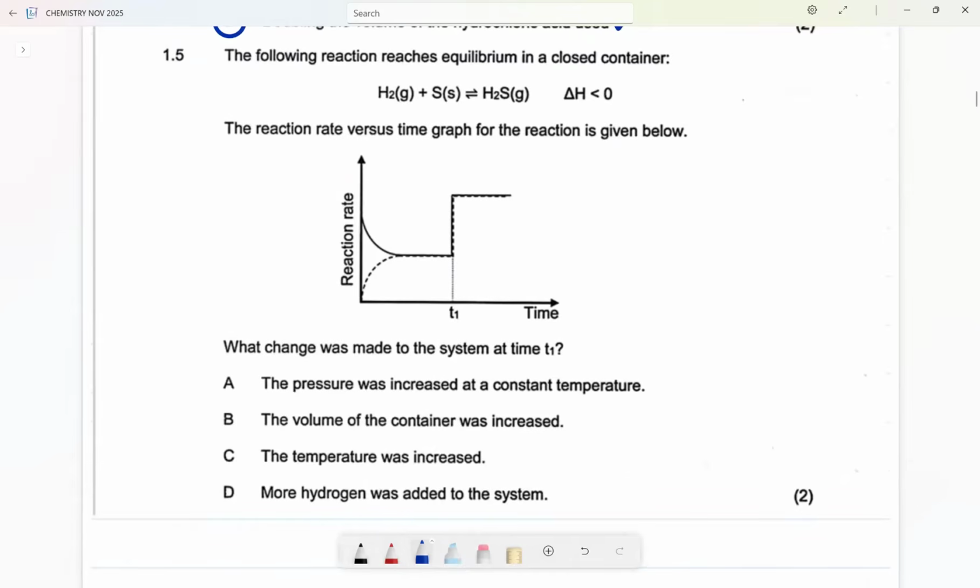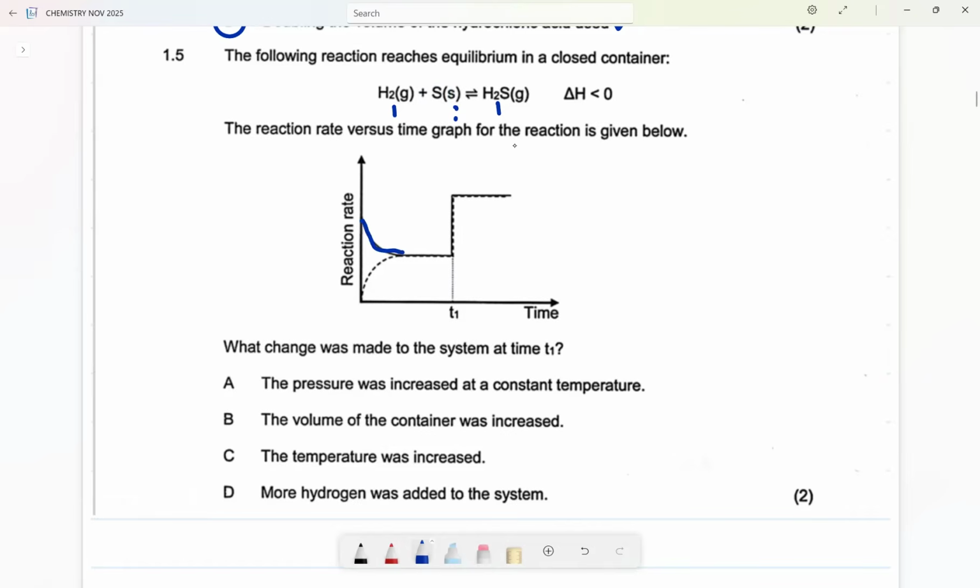1.5, the following reaction reaches equilibrium in a closed container. So we have 1 mole of gas on this side and 1 mole of gas on the other, so the gas ratio is 1:1, because when we count moles we don't count the solid. Then the reaction rate versus time graph for the reaction is given below.